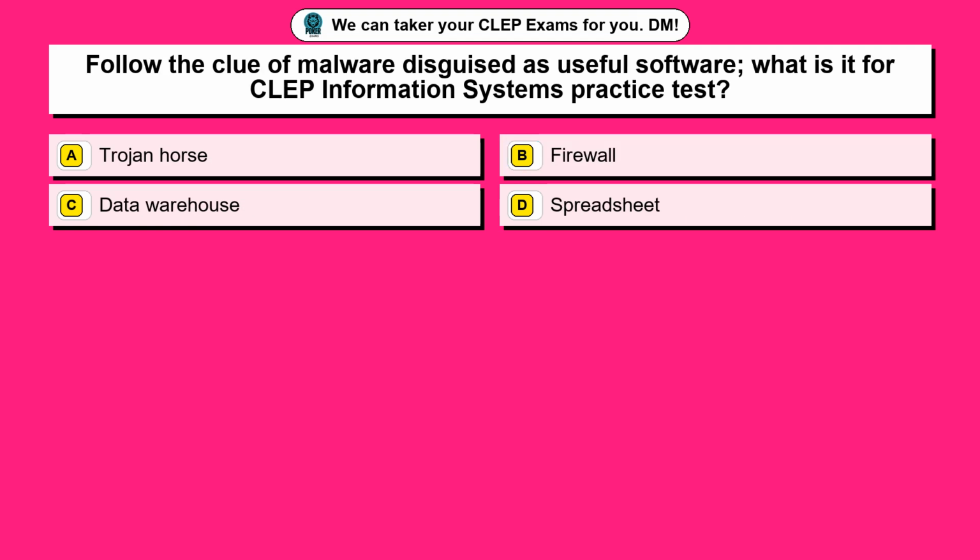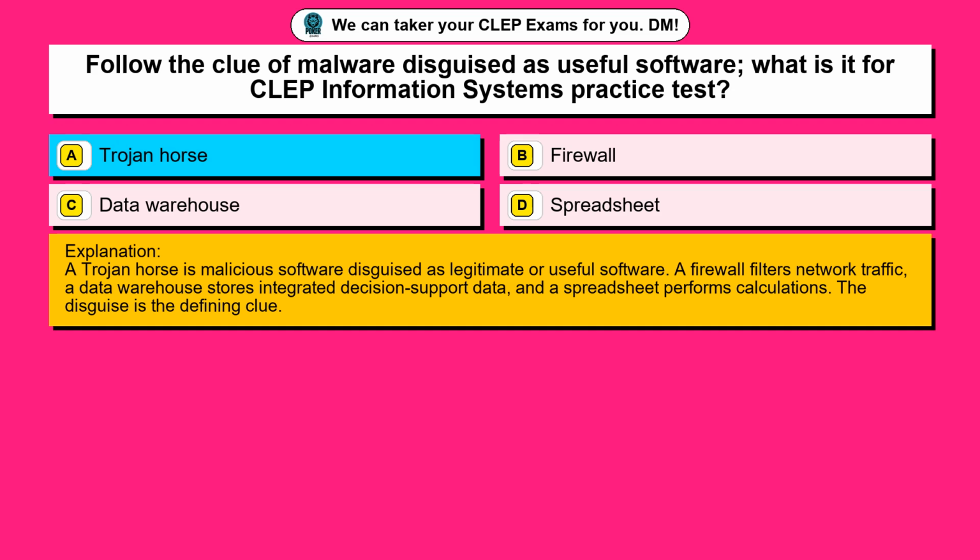Question 41. Follow the clue of malware disguised as useful software. What is it for CLEP Information Systems practice test? Option A. Trojan horse. Option B. Firewall. Option C. Data warehouse. Option D. Spreadsheet. The correct answer is option A. Trojan horse. A Trojan horse is malicious software disguised as legitimate or useful software.